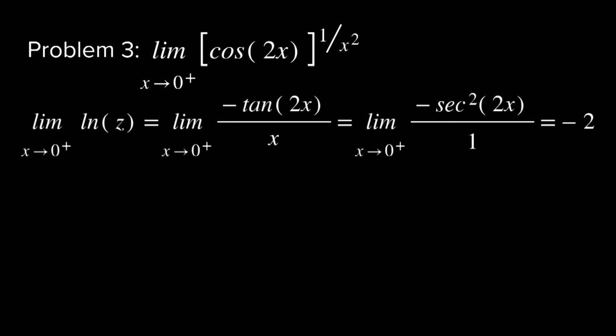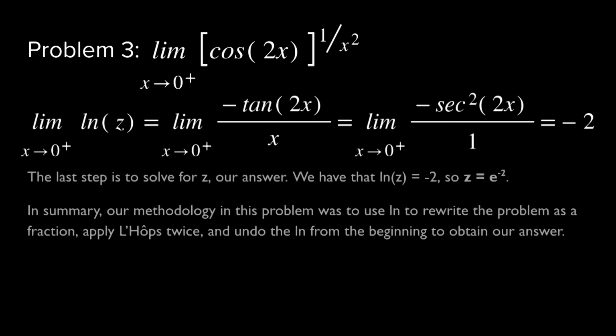And so now, all we have to do is, ln of z is negative 2. So solving for z, raise e to the power of both sides. We get e to the power of ln of z is e to the power of negative 2. And e to the power of ln of z is just z. So we get that z, our answer, is e to the negative 2.